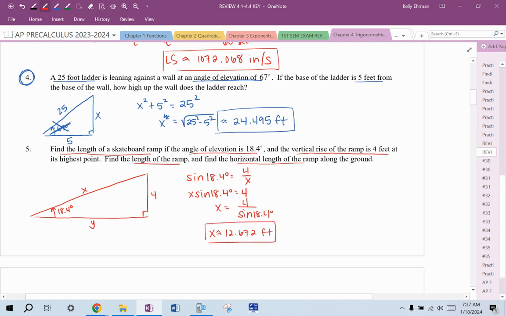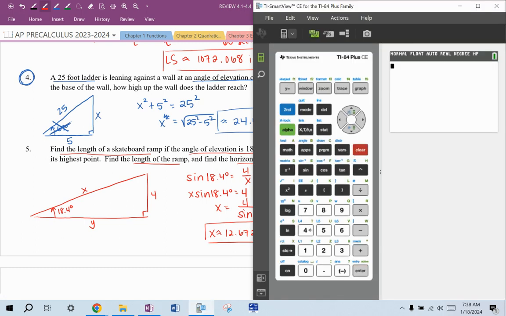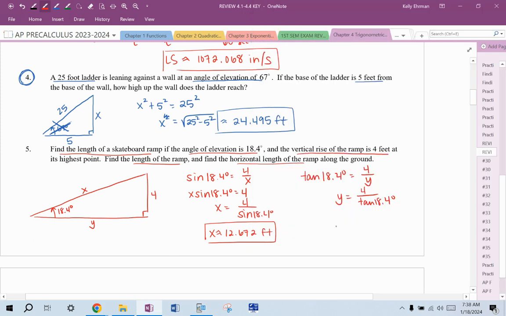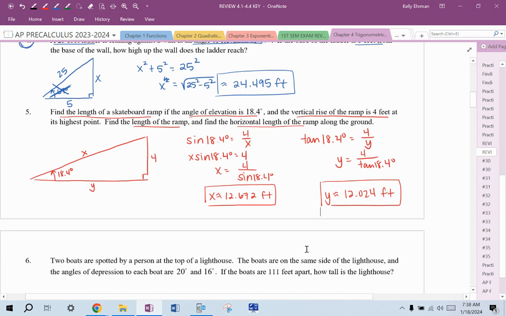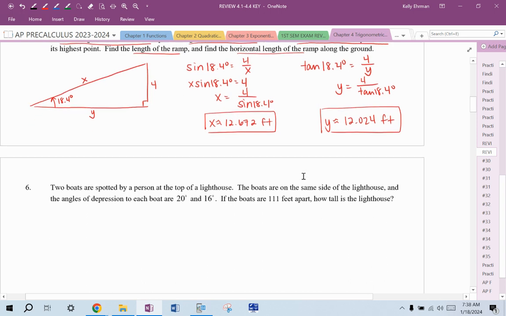And then y would be, use the 4 again. Don't use the x value that we rounded. So y would need to use tangent. The tangent of 18.4 degrees is equal to 4 over y. And then similarly, when you solve for y, you're going to be dividing by tangent of 18.4. And that comes out to 12.024. And that's feet. So once you get the picture for the right triangle trig problems, hopefully it's a little easier to solve these.